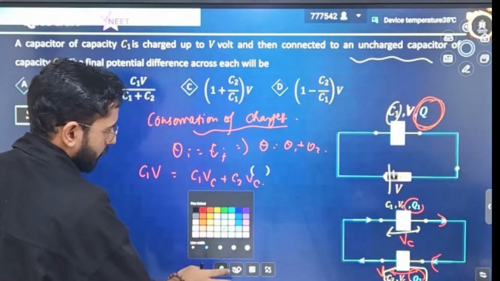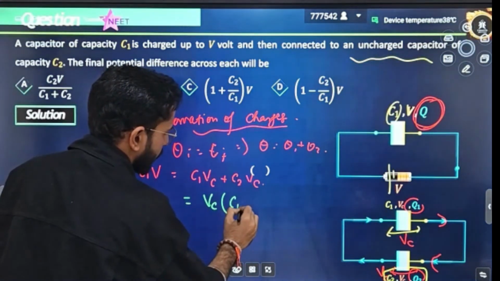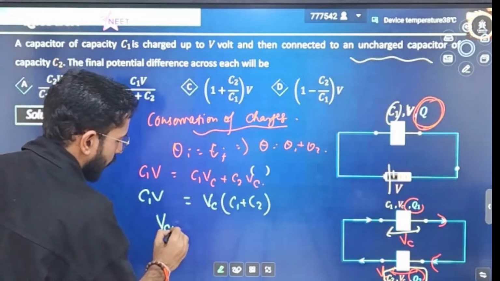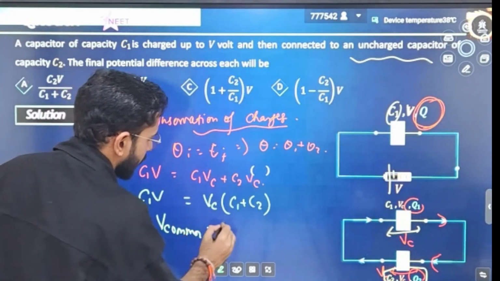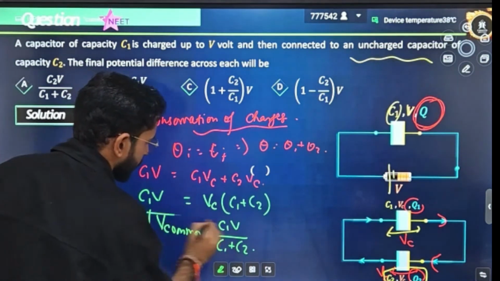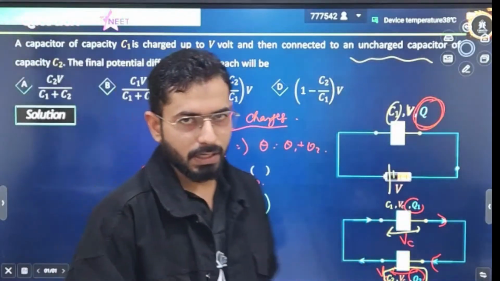Now the question is solved. Here what you will do, you will take V common out, which you have to find in the question. It will be C1 plus C2, and here it is C1 into V. That means the common potential that you are going to write is equal to C1 V divided by C1 plus C2. V common is equal to C1 V divided by C1 plus C2. That is the final answer.